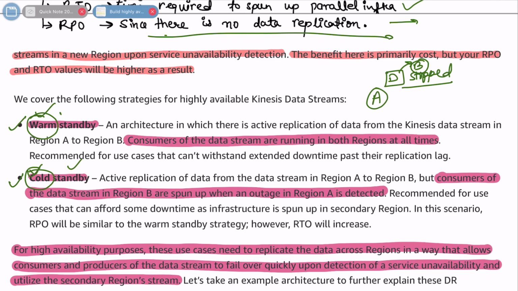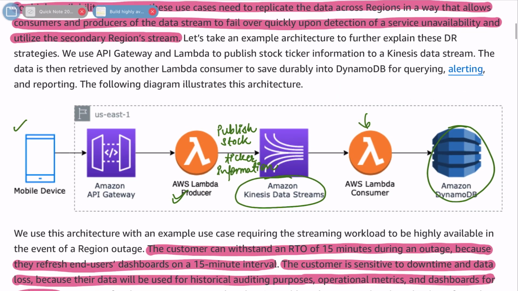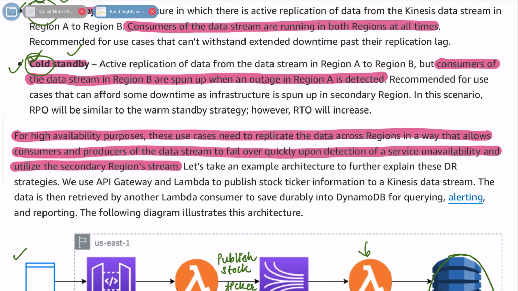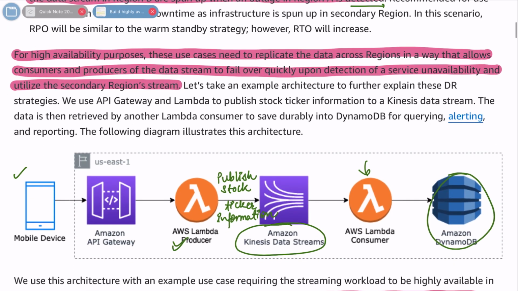And warm standby means all of your resources are running all the time. So there is active replication of data from the data stream to region B, but in cold standby, consumers of the data stream in region B are stood up only when the outage of this region is detected. In case of warm standby, consumers of the data stream are running in both the regions at all times. This is the architecture we discussed. For high availability purposes, these use cases need to replicate data across regions, and enable consumers and producers of the data stream to fail over quickly upon detection.